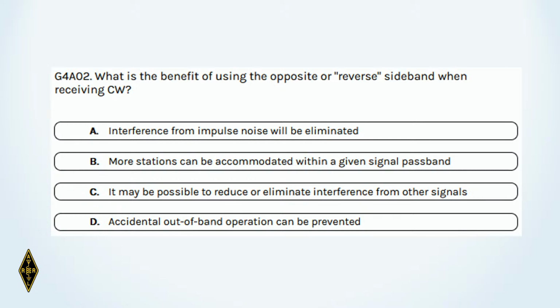Charlie. Exactly. It may be possible to reduce or eliminate interference and other things. Bravo. Okay, that's okay. Let's be nice.